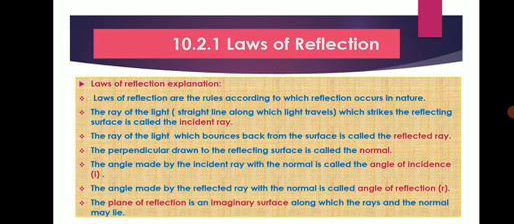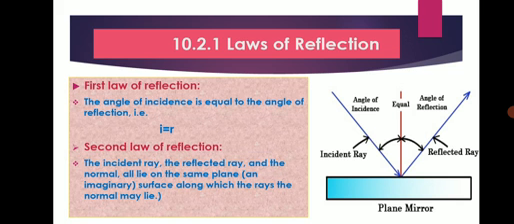Then the plane of reflection is an imaginary surface along which the rays and the normal may lie. Here you can see that this complete area is an imaginary surface that we imagine, where the light is striking and from here it is reflected back.